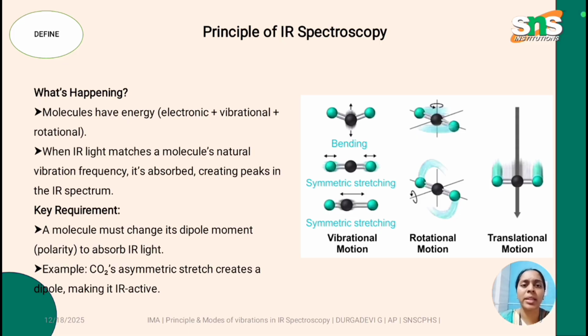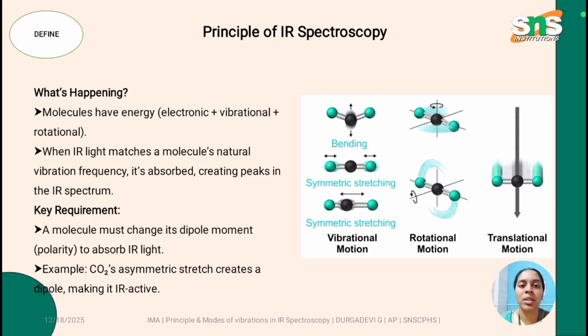When IR light matches a molecule's natural vibration frequency, it is observed, creating peaks in the IR spectrum. We are going to pass the IR radiation into our sample, and our molecule also has some energy, and when this energy matches with the IR's frequency, then it will be observed.